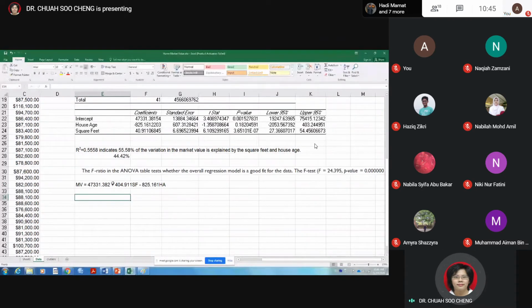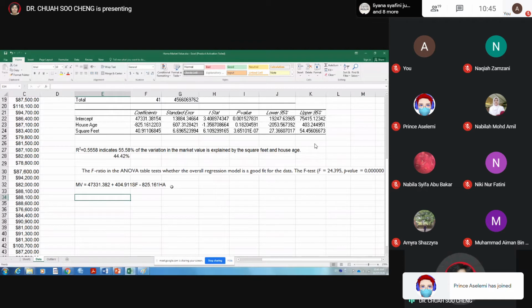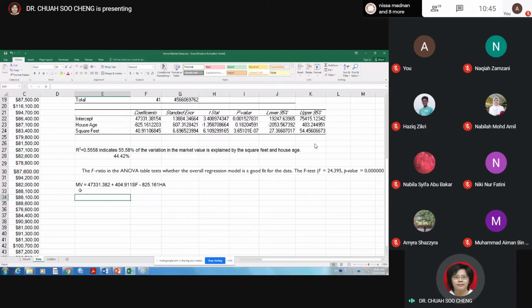The positive sign of SF shows that the square feet has a positive relationship with market value of house. The negative sign shows that house age has a negative relationship with market value. This is the first thing we need to interpret, whether the relationship is positive or negative.